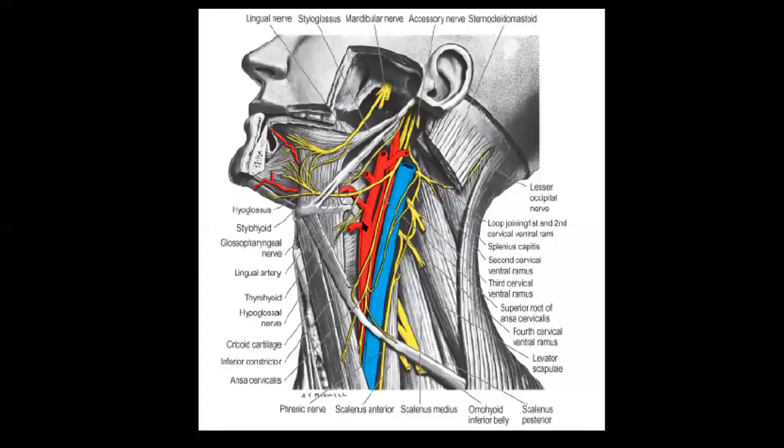Now, what does it do? What is its function? It gives branches which supply the strap muscles of the neck. What are the strap muscles? Sternohyoid, sternothyroid, thyrohyoid. It also supplies the superior belly and inferior belly of omohyoid. So from the loop itself, we get these branches and supply all the strap muscles of the neck. Clear, all of you? Did you understand?